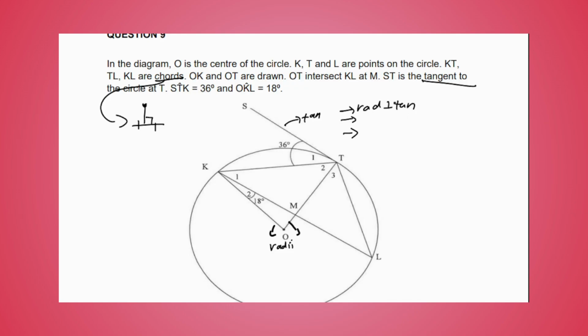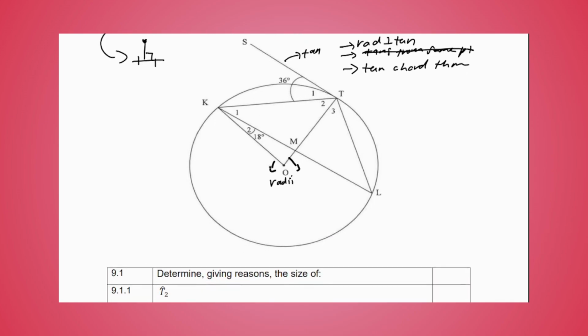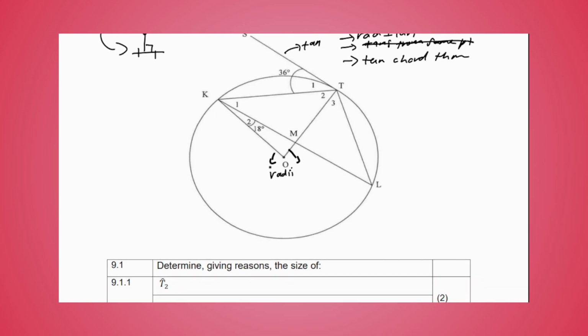Actually, I think the reason is the other way around. I think it's tan perpendicular to radii. Anyway, you should be thinking of tans from the same point. Okay, there's only one tangent, so this one is actually irrelevant. And then the other one you should be thinking of is tan chord theorem. And then they're telling you this angle over here, the whole angle is 36, and this angle over there is 18. Okay, so everything is indicated nicely for us on this sketch.